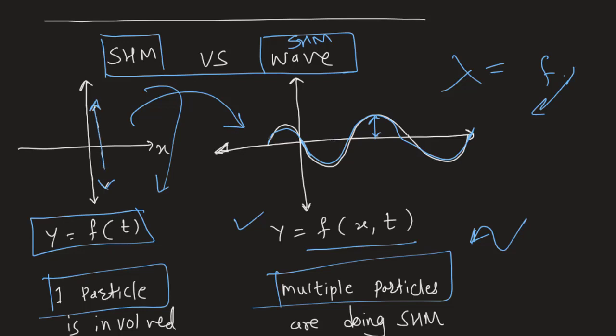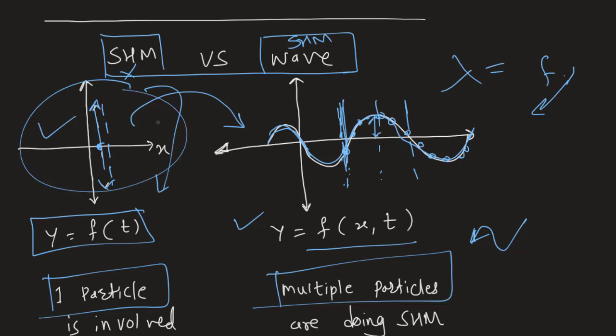In the wave, each particle is making simple harmonic motion along the y-axis. So here we have one particle, here we have one particle. There are lots of particles like that. Each particle is making simple harmonic motion. But in the case of SHM, which is not a wave, we have got a single particle which is making the motion along the y-axis.